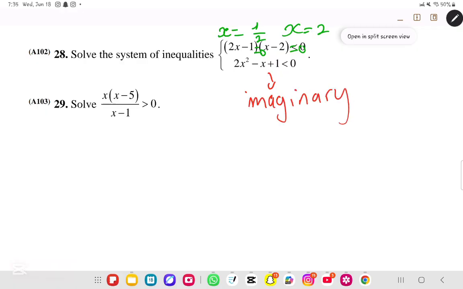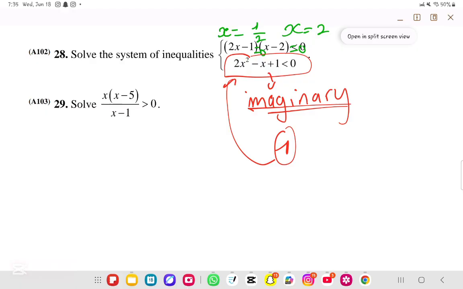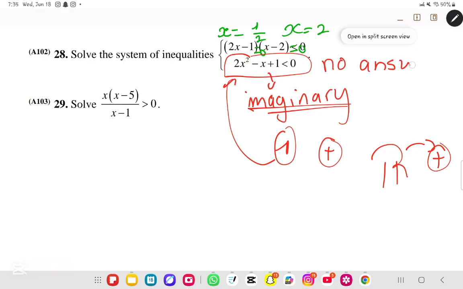So it basically has no real roots. Now let us satisfy the equation of each. This one is imaginary, right? We'll take any number, for example 1, substitute it in here and see, is it less than 0 or is it greater than 0? So 2 times 1 squared minus 1 plus 1, you will get a positive answer. So since this is the case, all real numbers are supposed to give you a positive answer. So in this case, there is no real number that will give you a negative number. So this is an empty set, okay?